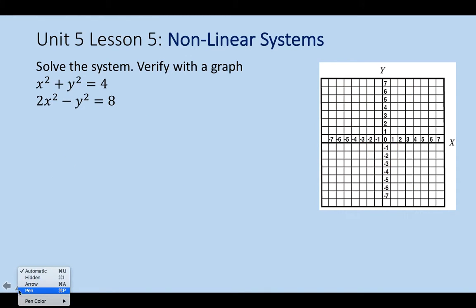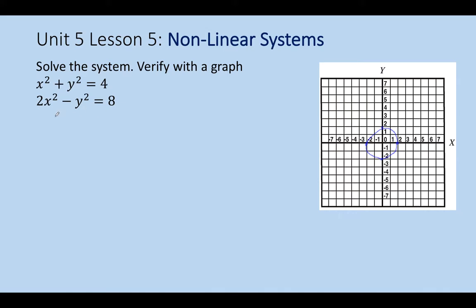All right, let's try another example. Now, I'm looking at this one, and I'm already thinking to myself, gosh, I know that this one is a circle, and it has a radius of 2, so I wind up with something that looks a lot like this.